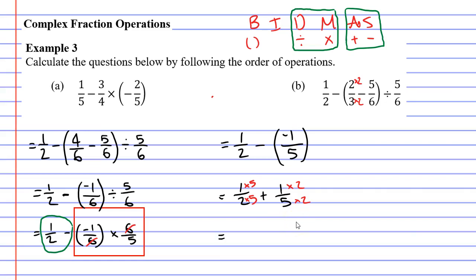Well, for the first fraction, 1 times 5 is 5, and 2 times 5 is 10. And for the second fraction, 1 times 2 is 2, and 5 times 2 is 10. This is now really easy to add up. The denominators are the same, they're 10, and 5 plus 2 gives us 7.